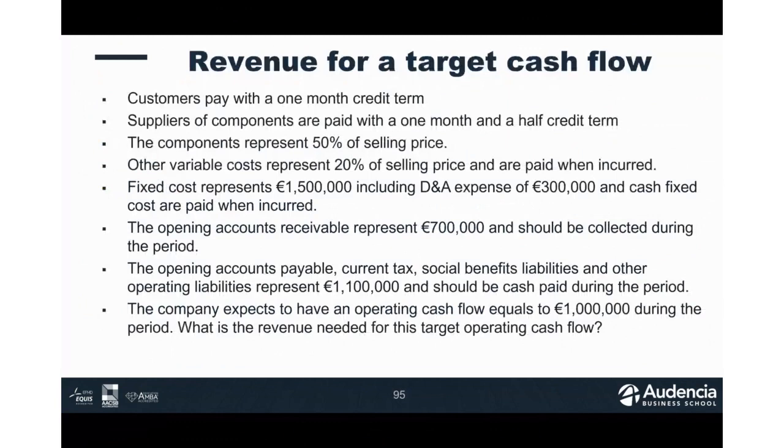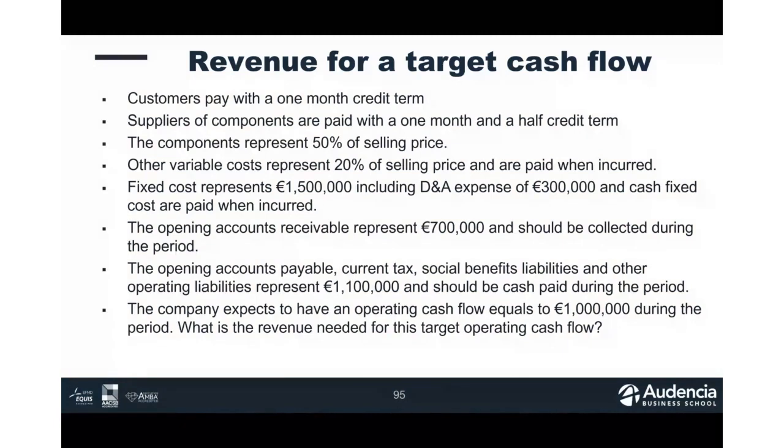We suppose the customer pays with a 1 month credit term. We suppose the suppliers of components are paid with a 1 month and a half credit term. We suppose the components represent 50% of the selling price. The other variable costs represent 20% of selling price and are paid when incurred. The fixed cost for the period is 1.5 million, including D&A expense of 300,000. And the cash fixed costs are paid when incurred.